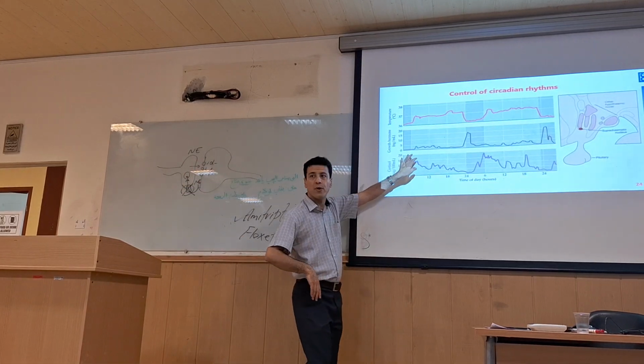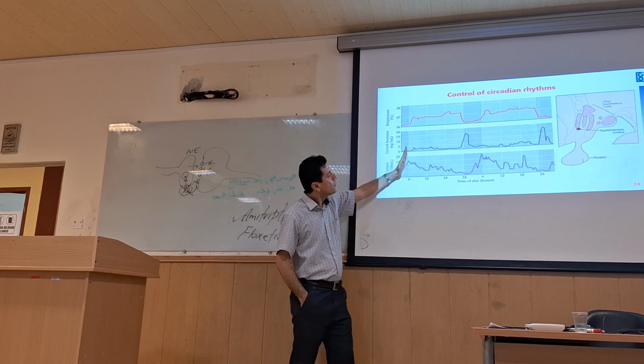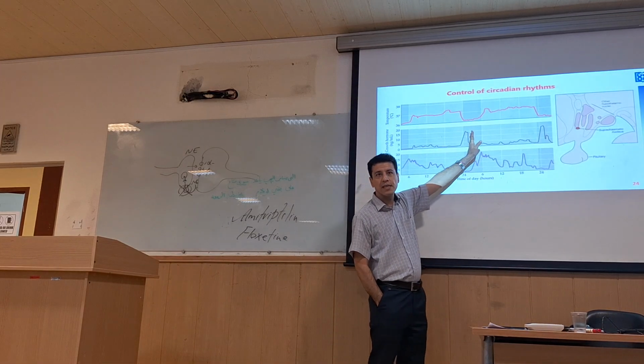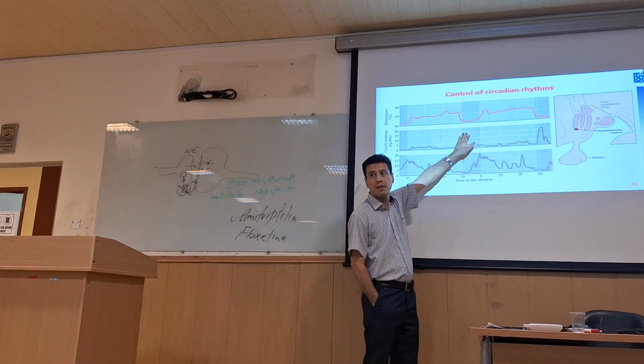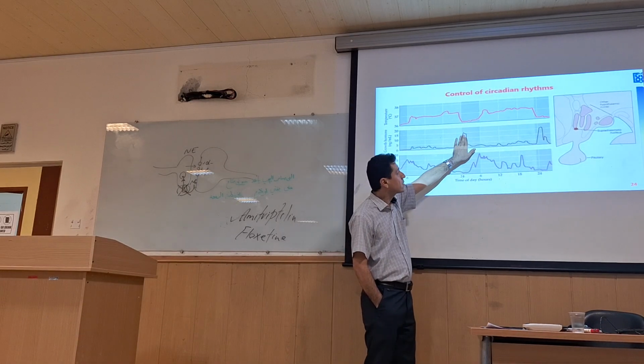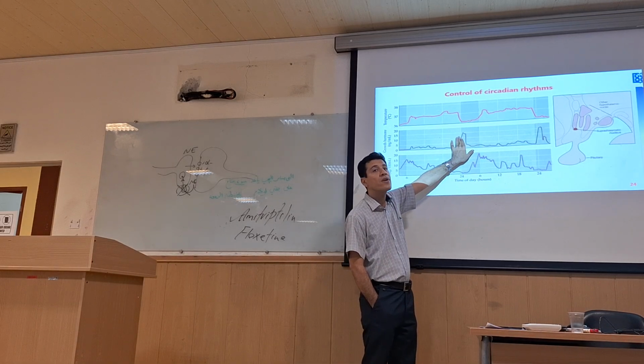Another one, growth hormone. It's very low in the blood, but just after the sleep, it increases to a higher peak, right? And this happens every night. We call this circadian rhythm for growth hormone.